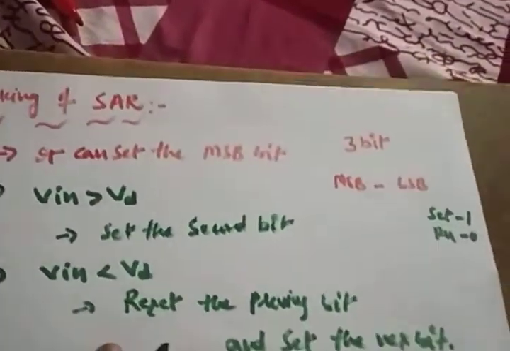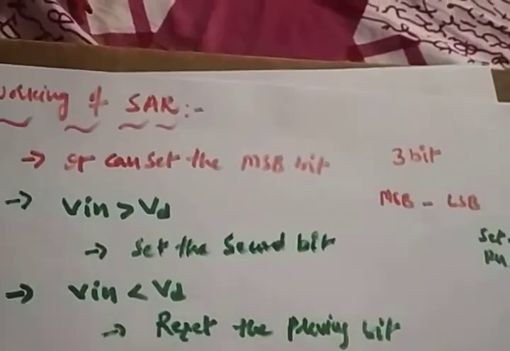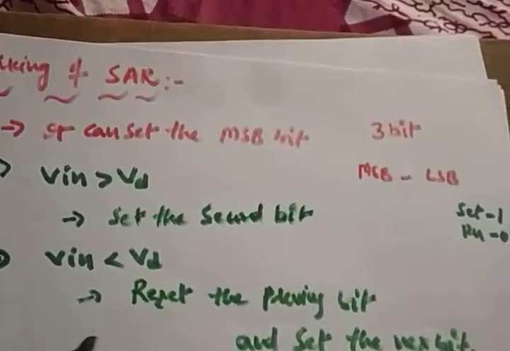We will see the algorithm with a 3-bit explanation, so you can clearly understand how the working goes. So I'm taking a 3-bit example, alright? The first point is SAR will set the MSB bit, right? The starting value is 0 0 0. It will set the MSB bit, which means 1 0 0. Okay, it is setting the MSB bit, right?